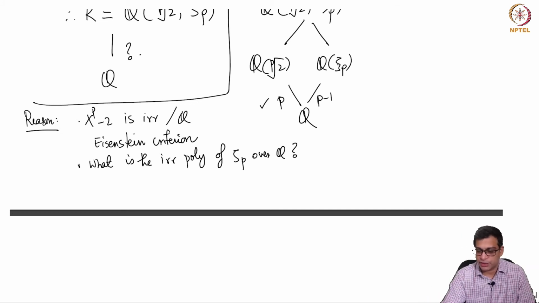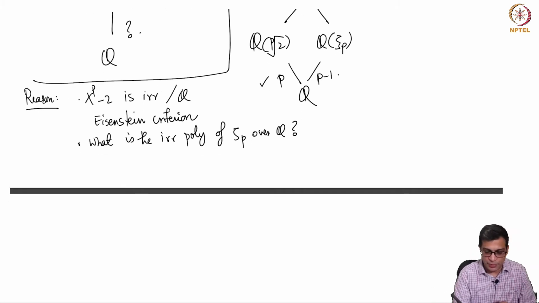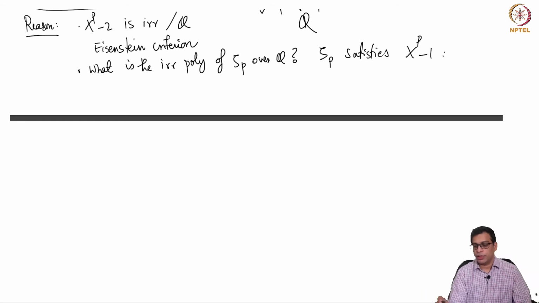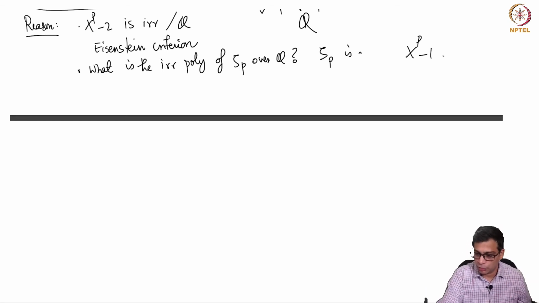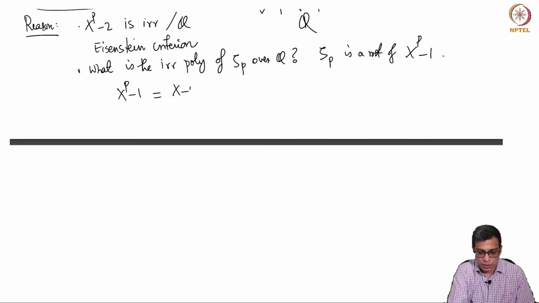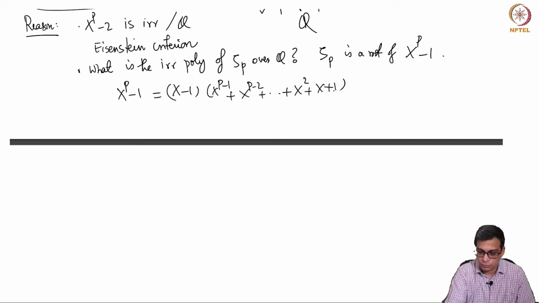So the degree of this extension will be simply the degree of the irreducible polynomial of zeta p. But what is that? So zeta p certainly satisfies this polynomial, right? So zeta p is a root. Let me write it more precisely, it is a root of this, but of course that is not irreducible, right? Because x^p minus 1 does factor like this. But this is irreducible.